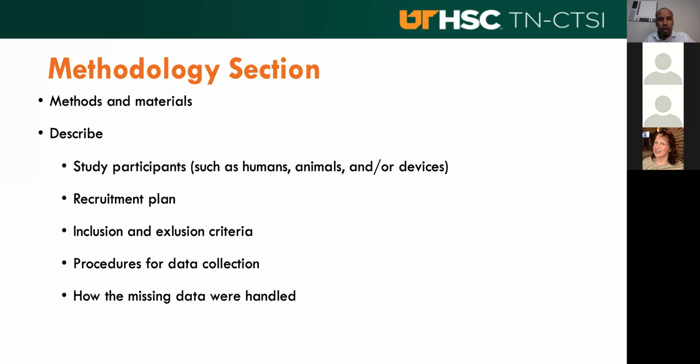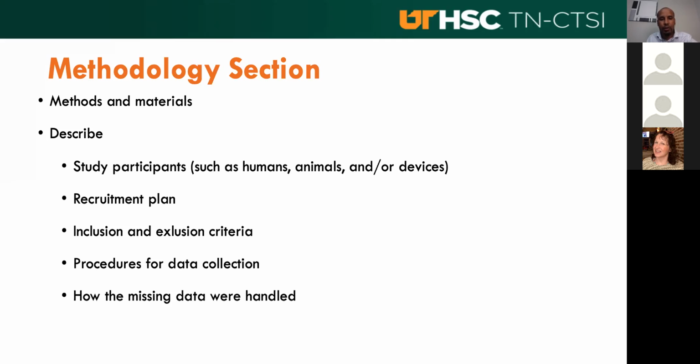And also describe the recruitment, how the participants were recruited. Where were they recruited from? For example, if your study participants are hospital based, the controls also need to be from the same kind of hospital. And so describe the recruitment that has been conducted.